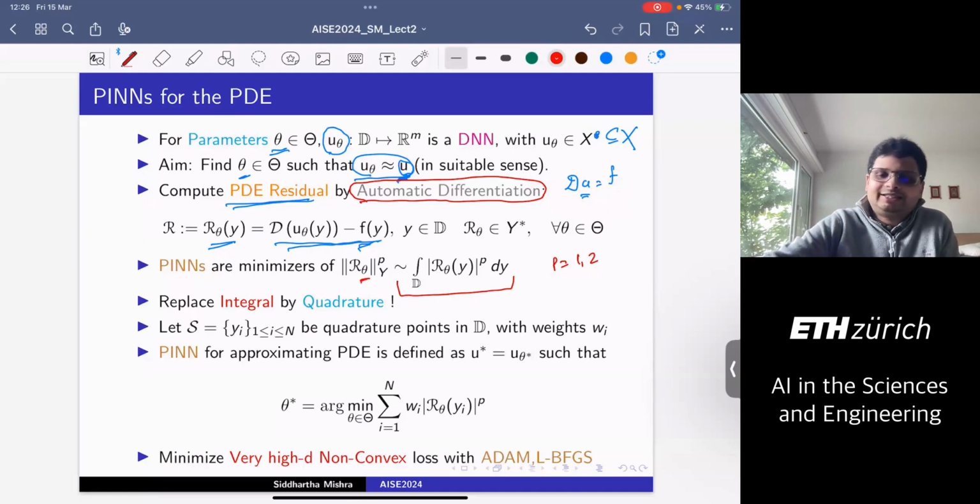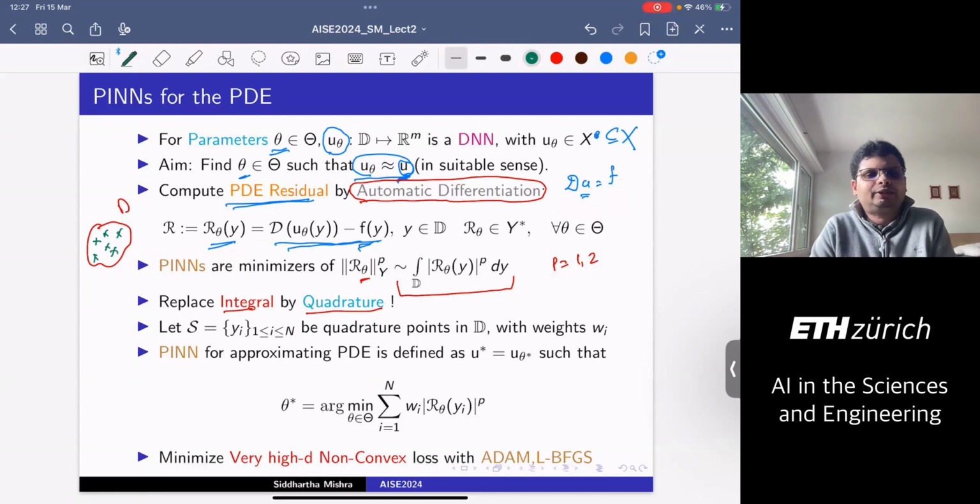But of course, this is an integral, and you can't just compute integrals by hand. So what you have to do is to replace this integral here by a quadrature. Now this is sort of standard in numerical analysis. You replace the integral by a quadrature, and to do so, you just choose some points. So you have a domain here, D. This is your domain. You throw some quadrature points in it. This could be random points, okay? Usually the simplest is to take random points, but that's not necessarily the best.